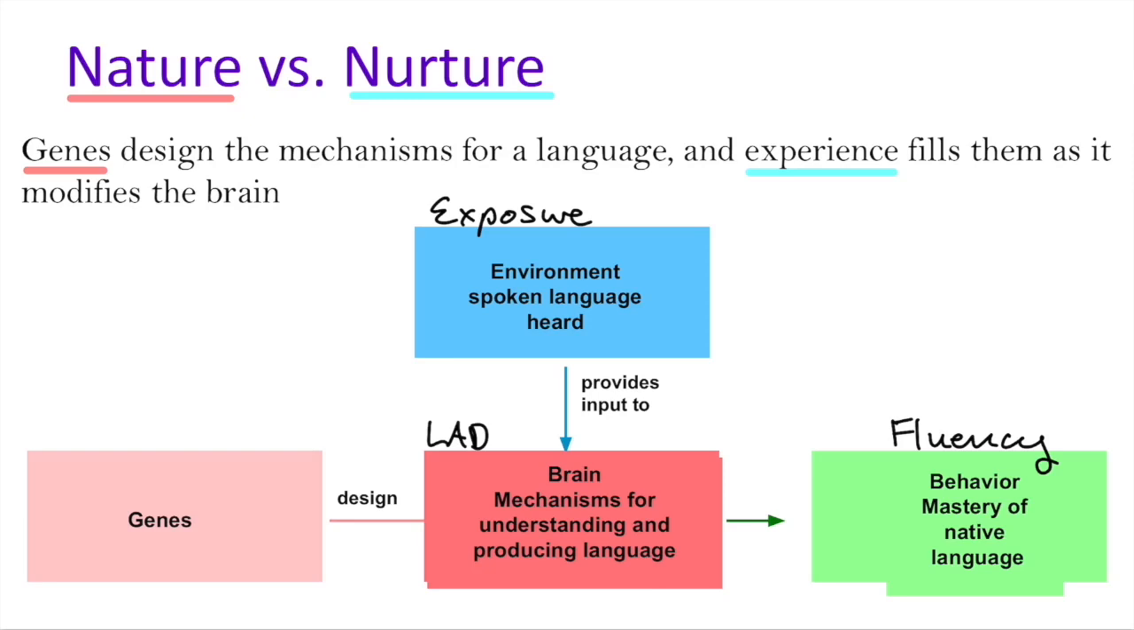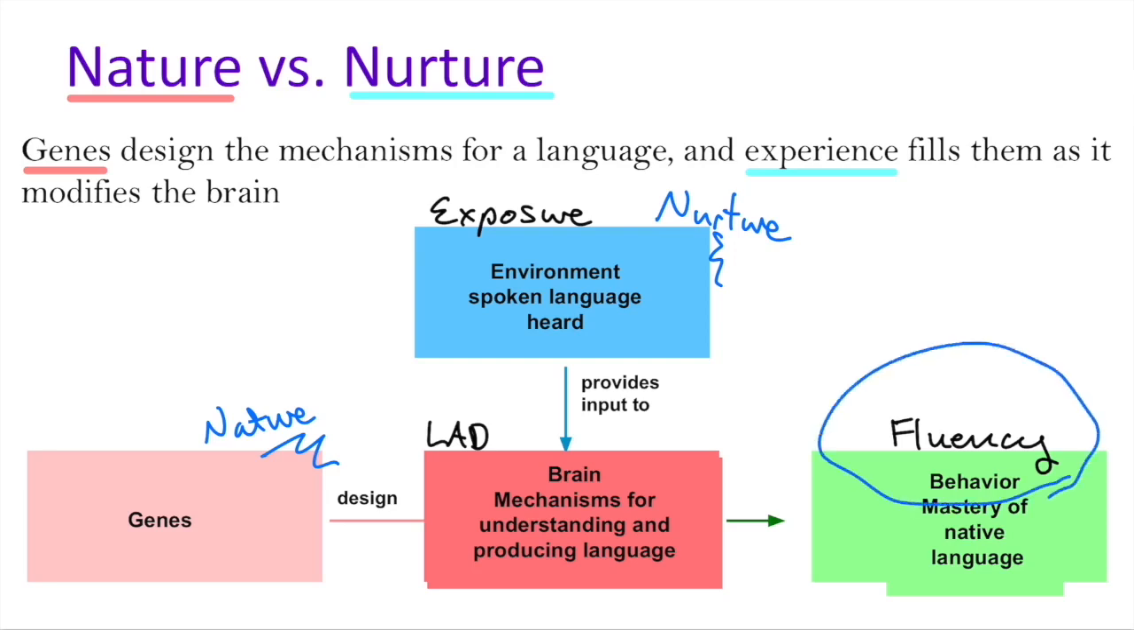We have nature in the form of our genes, designed the mechanisms for language, that whole LAD, our ability to comprehend language. But then in order to speak a language, first we have to experience it. That's the nurture part. If you take a baby and you don't speak to it or let it hear any language, it's not going to have some random language that it uses as the original language of humans. It has to come into contact with other people speaking that language in order to learn how to speak. So nature, genes, environment, nurture, put them together, fluency.